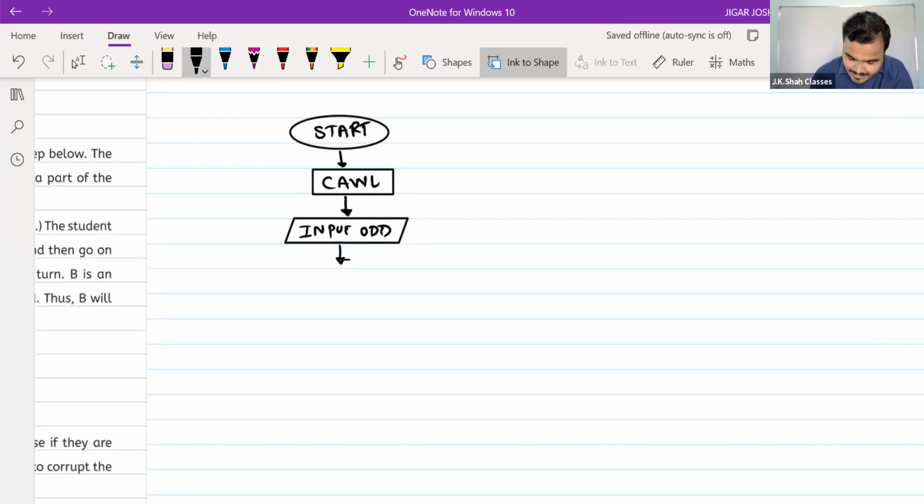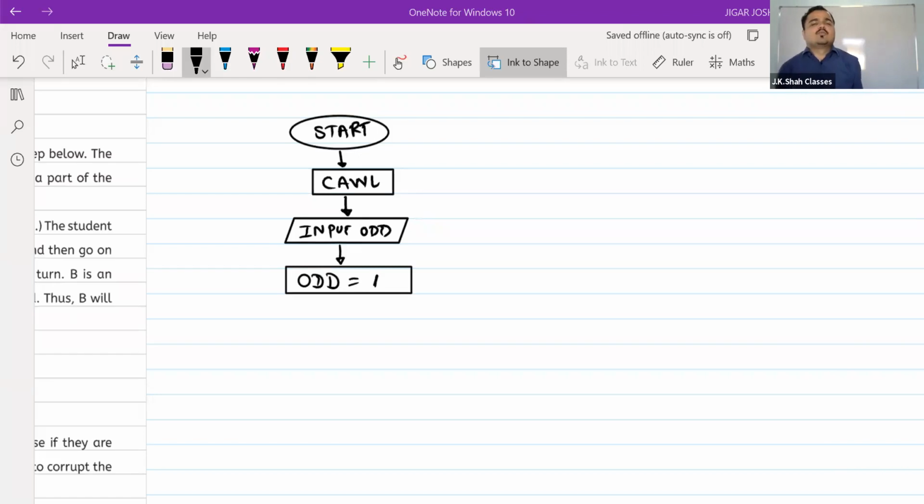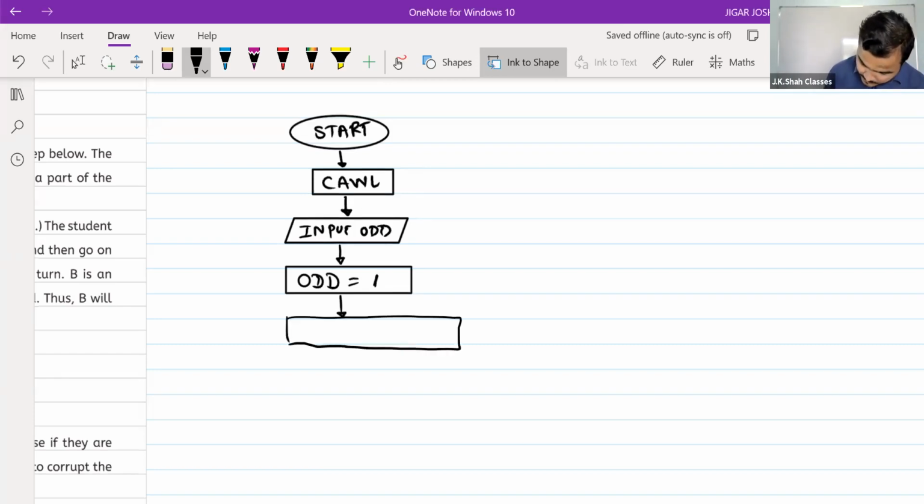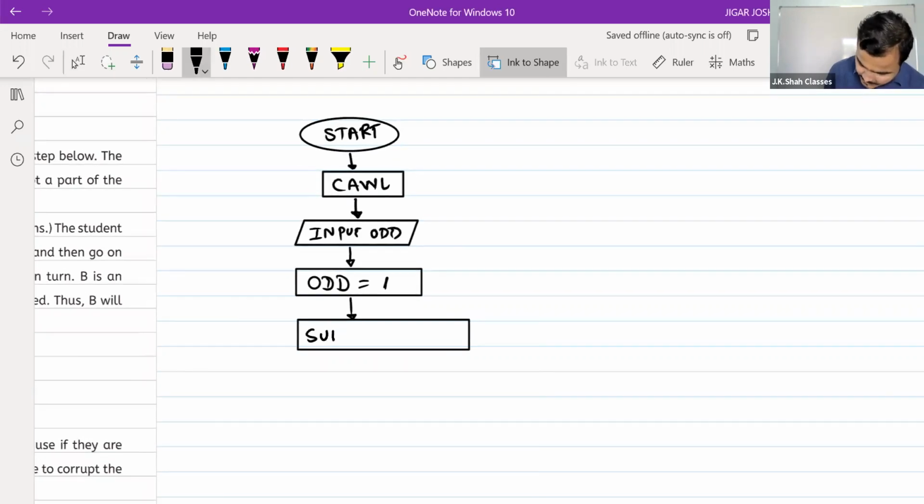After odd, do I require to define the value of odd? Yes, sir. What is the value of the first odd number? 1. Yes or no? Yes, sir. Whenever we want the sum of something, what do we always do? Sir, in the last two questions you gave us the formula called sum is equal to sum plus odd. Yes or no?